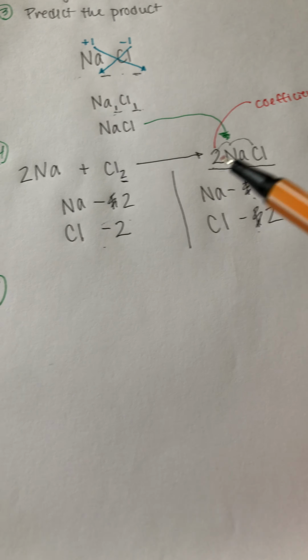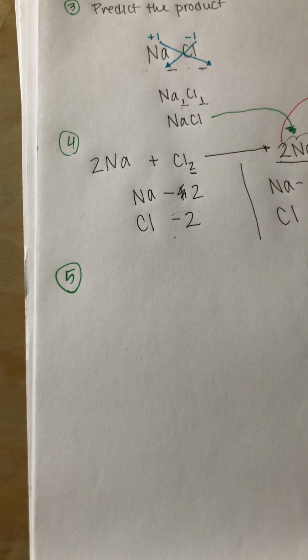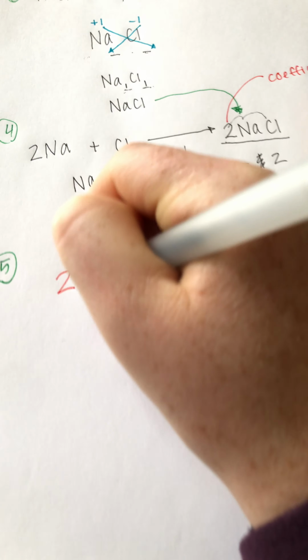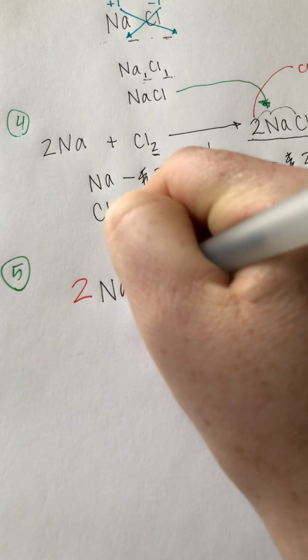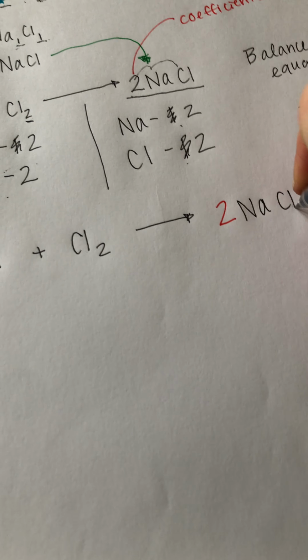I'll put those coefficients in red. So let's start. So we have a 2 Na plus Cl2 turns into 2 NaCl, right? So that should look familiar.